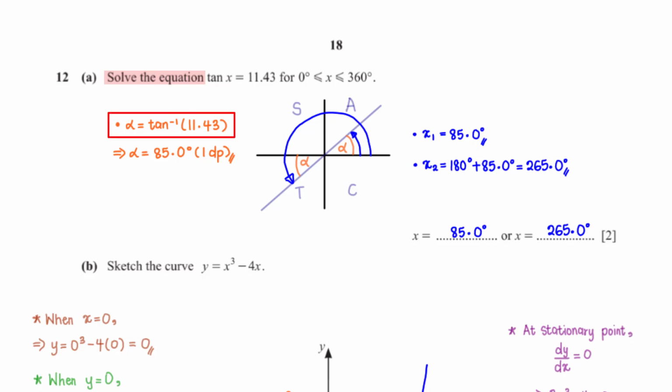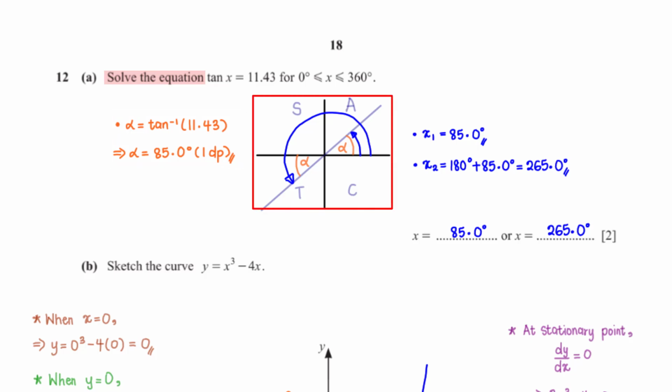We find alpha by taking the tan inverse of the positive value of 11.43, which is the same as 11.43. When we type this into the calculator, we get the value of alpha as 85.0 degrees rounded to 1 decimal place. Now we need to draw the quadrants. Since the value of tan x is positive, we are only going to use the quadrants where tan is positive, which is quadrant A and quadrant T. The angle alpha is measured from the horizontal axis in these quadrants.